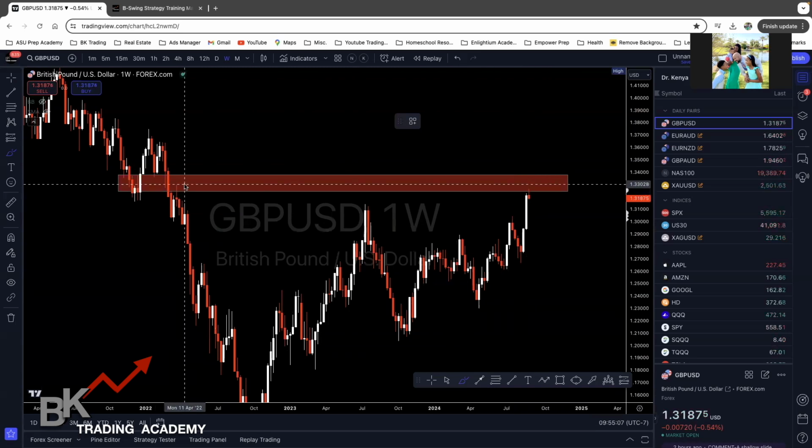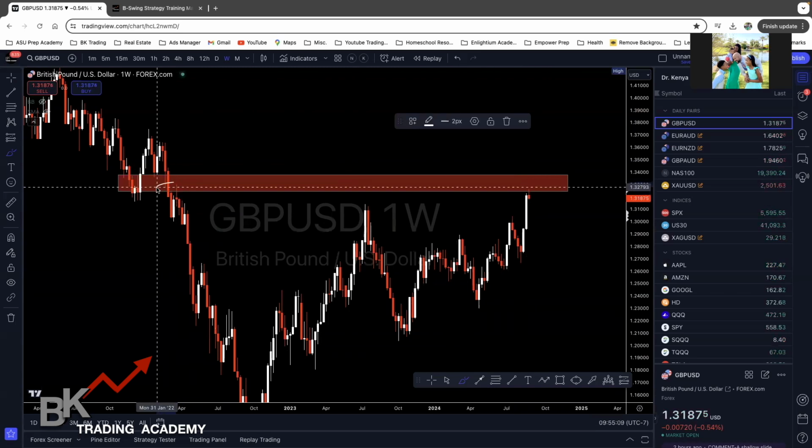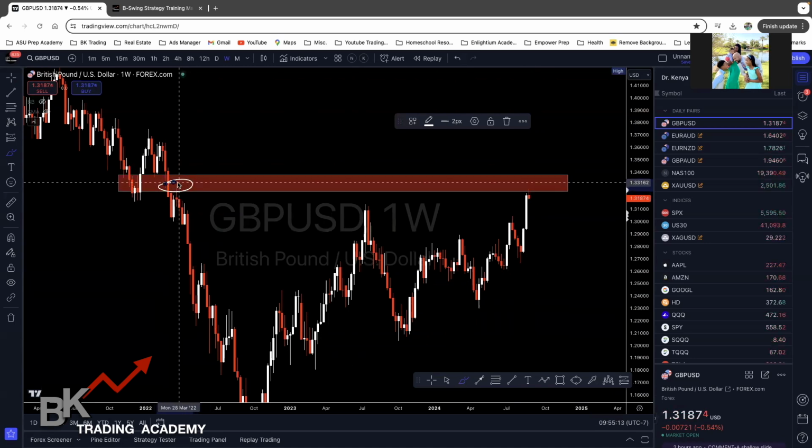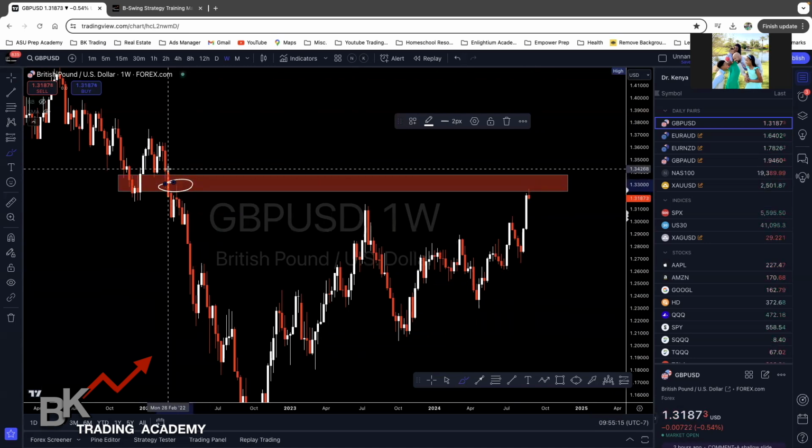So keep in mind, we have to study the price action. So look here, if we're selling at this level, we have to look above and see where is the next reversal zone. So here we have an area of resistance, also support.